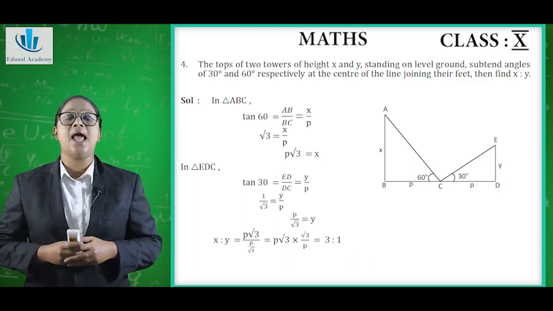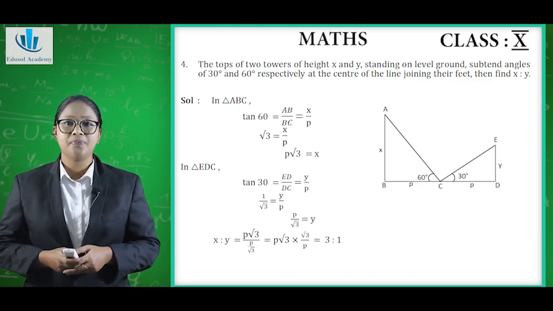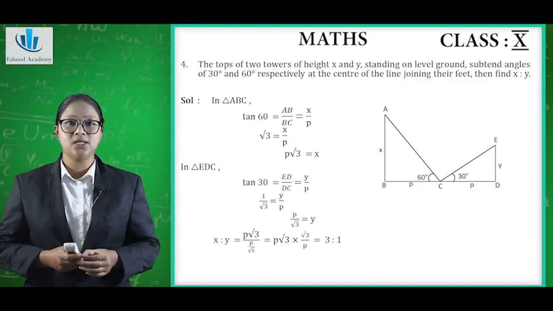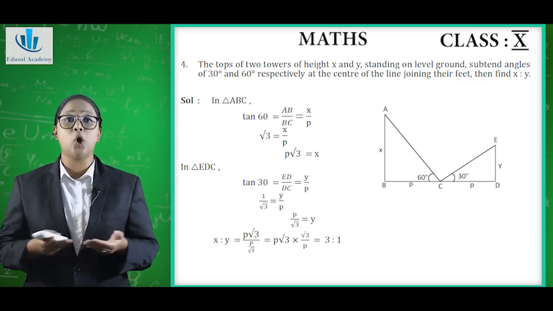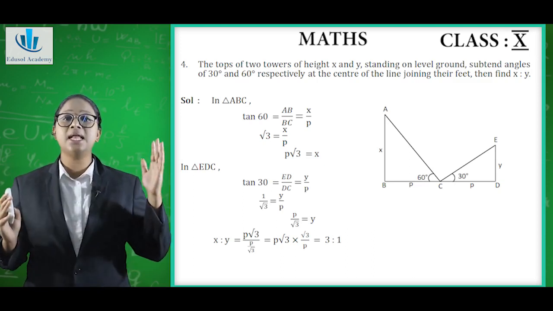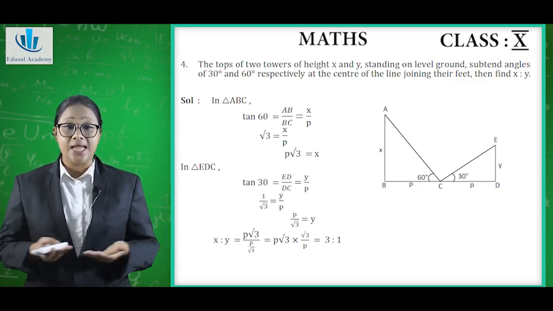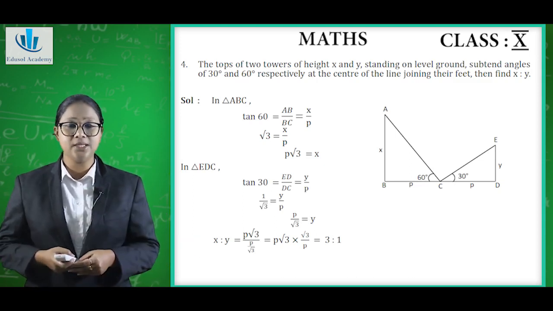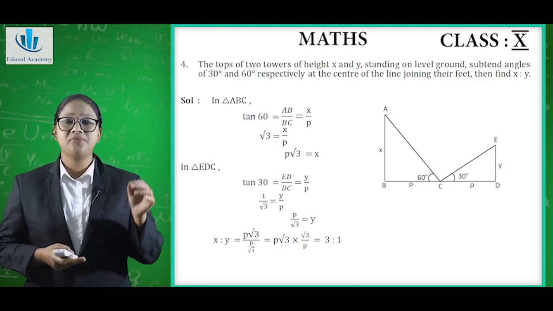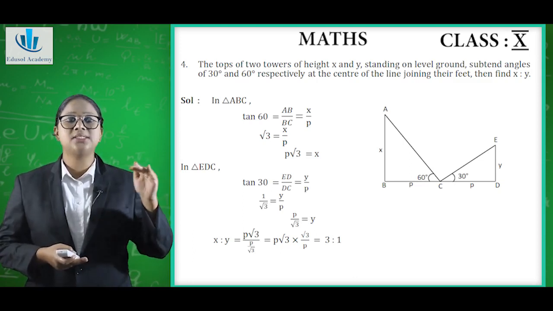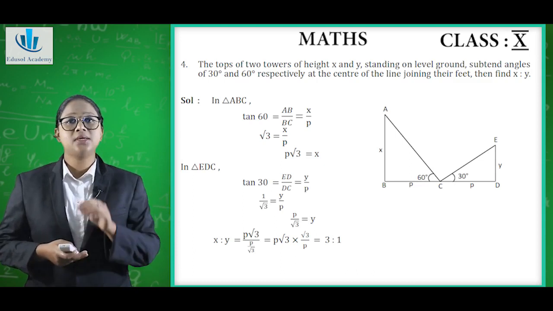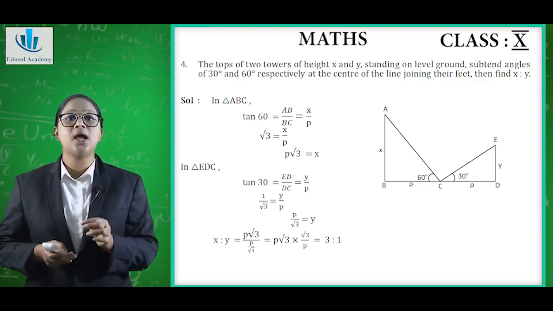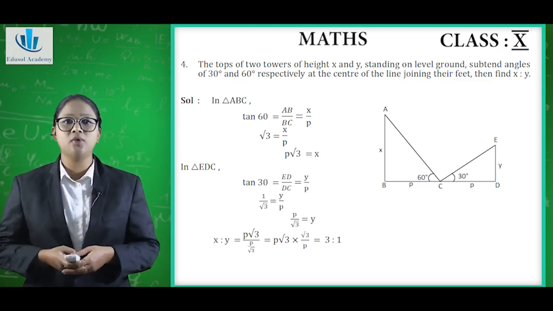So angle B and angle D will be 90 degrees. Now they are subtending angles 30 degrees and 60 degrees at the center of the line joining their feet. So if they are standing like this, then the line joining their feet is BD, and let C be the center of BD. Then the top of the first tower, that is A, is subtending angle 60 degrees, and the top of the second tower, that is E, is subtending angle 30 degrees at C. So this is how the figure would look.